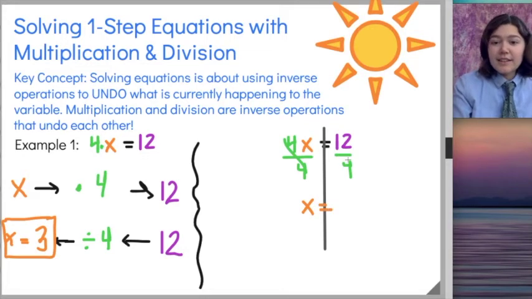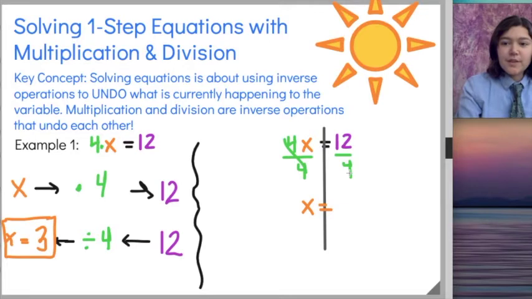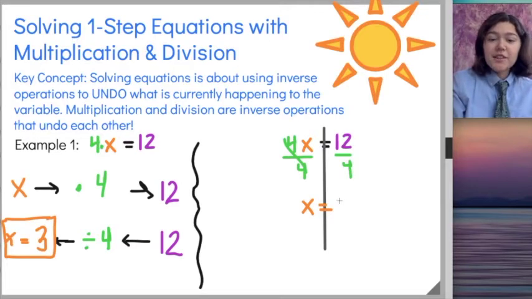And then on my right-hand side, again, I have 12 divided by 4 because of fraction bar division. And what is 12 divided by 4 again? 3. So we get that our solution to this equation is x equals 3. Now let's just quickly check that to see why that's true.